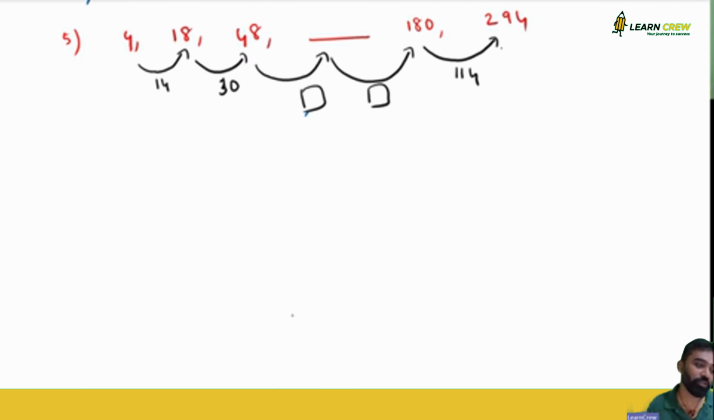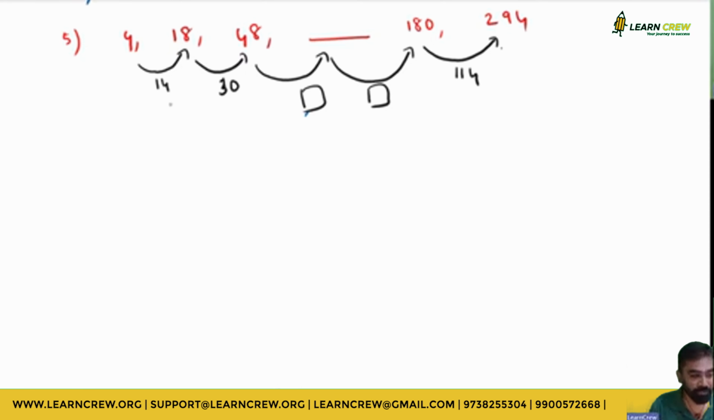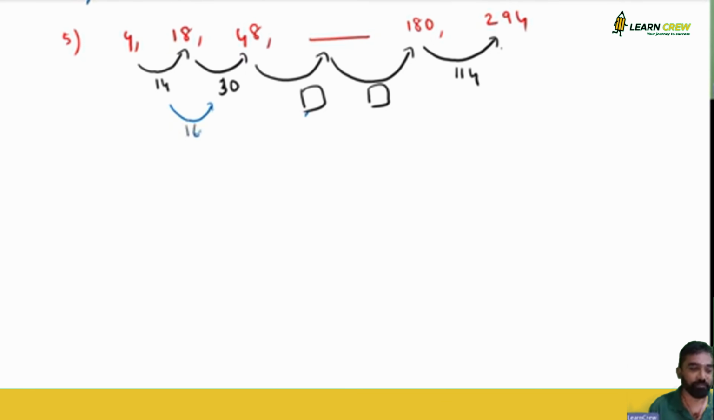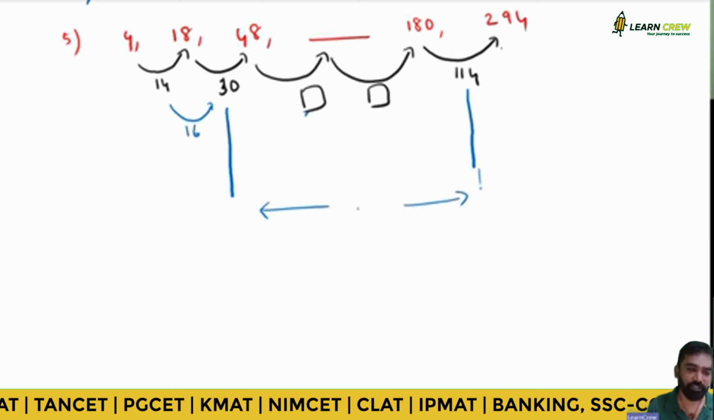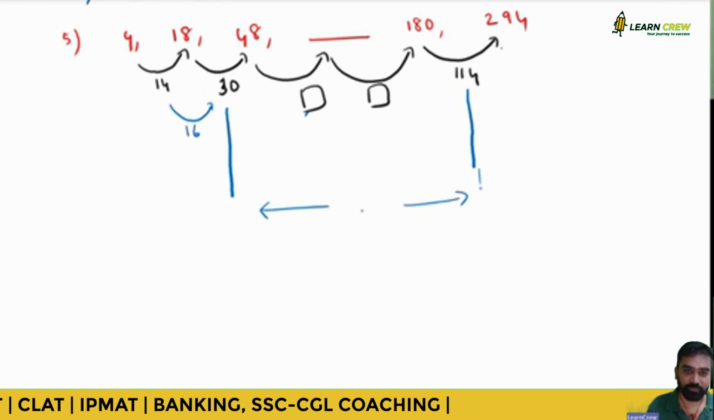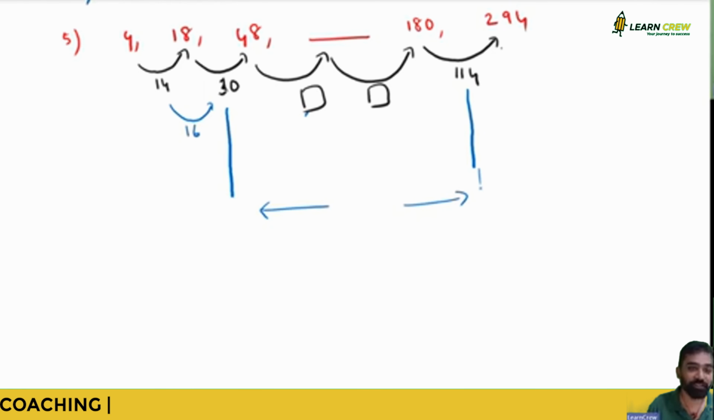Now, first step, first see the difference over here. What is this? 16. It might be multiples of 16 or it might be plus 2, plus 4, whatever it is. It might reach until 140. This is what we know. What's the difference between these two? 114 minus 30 is going to be 84.